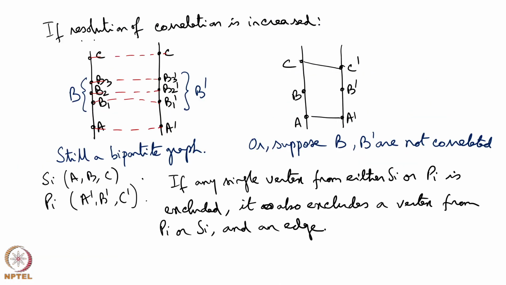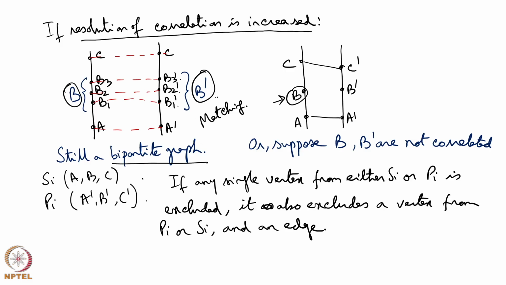Now, imagine that the resolution of correlation is increased. Earlier we were linking B with B dash, but now there are several horizons B1, B2, B3 defined, and on this side B1 dash, B2 dash and B3 dash, and now they have been correlated. So, in this case still it is a bipartite graph and still it is a matching.